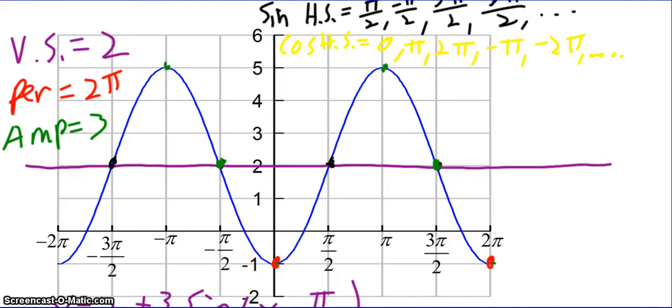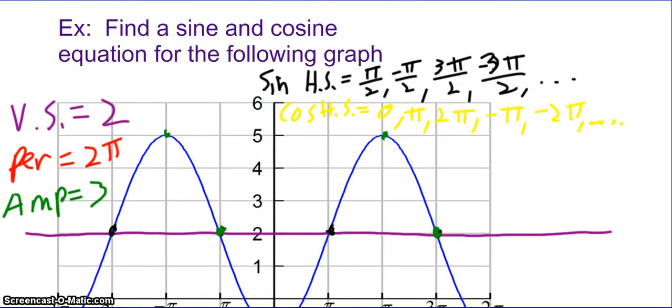Now horizontal shift, you choose the horizontal shift. So for instance for sine, any of these points on this vertical shift axis could be my horizontal shift. So pi halves, negative pi halves, 3 pi halves, negative 3 pi halves. There are other choices, but the graph is cut off in this case.